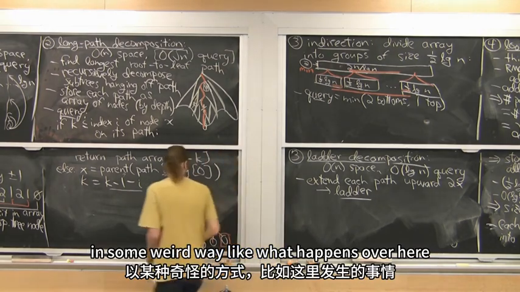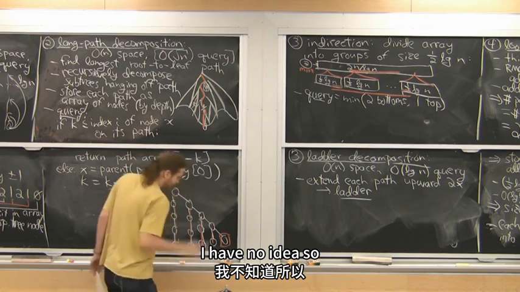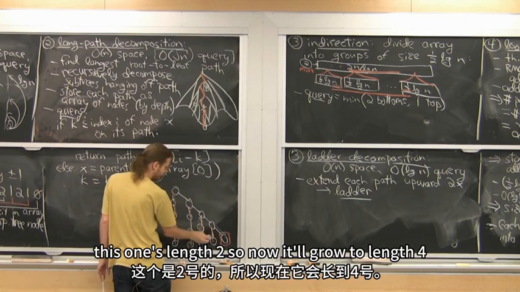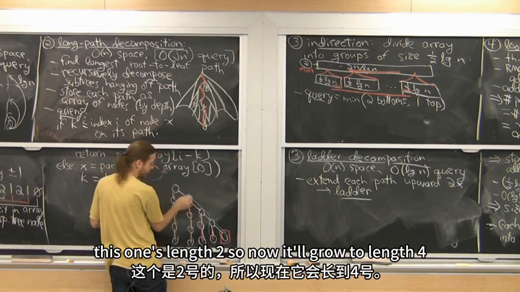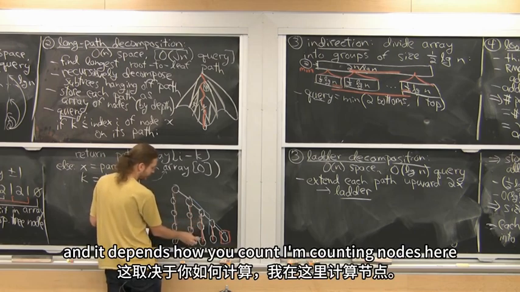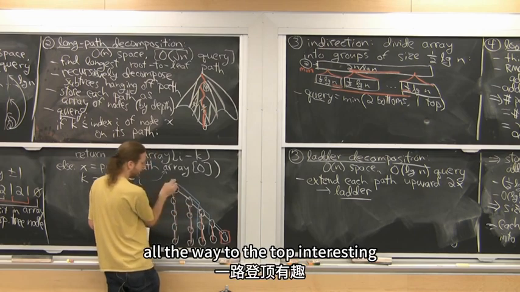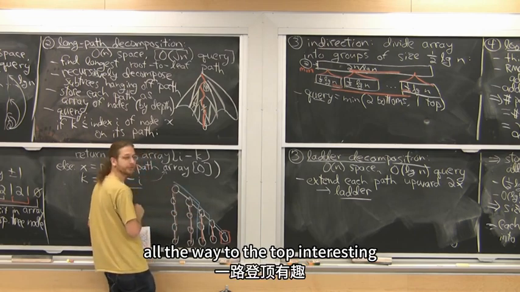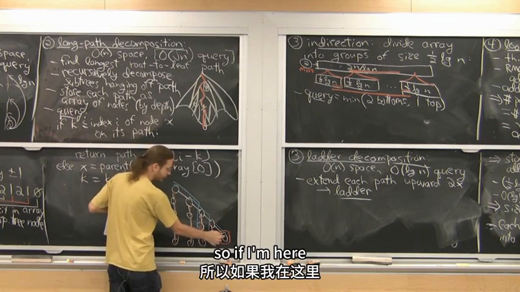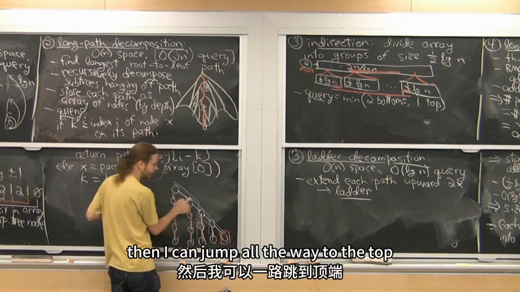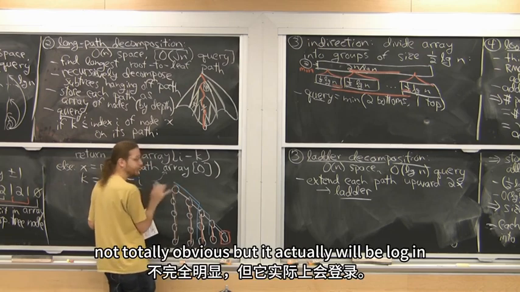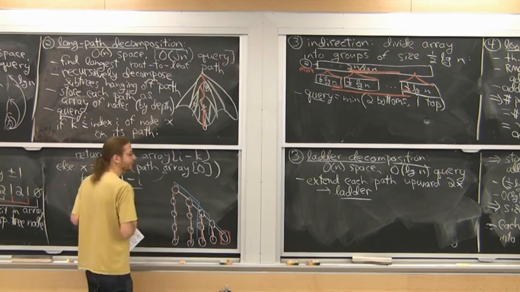Like, what happens over here? I have no idea. So this guy's length 1. It's going to grow to length 2. This one's length 2, so now it'll grow to length 4. This one's length 3. I mean, it depends how you count. I'm counting nodes here. So it's going to go here all the way to the top. Interesting. And all the others will go to the top. So if I'm here, I walk here, then I can jump all the way to the top, then I can jump all the way to the root. Not totally obvious, but it actually will be log n steps.